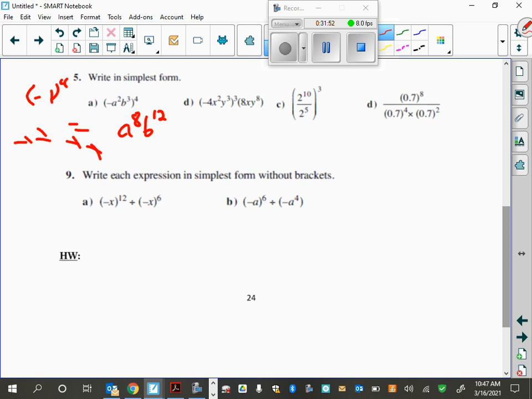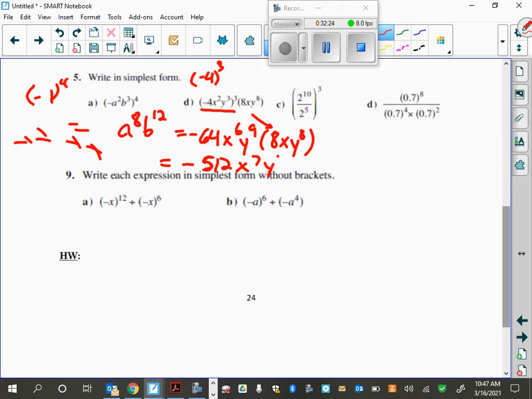Don't have to. This one, do the red part first. So this is -4 cubed, which is -64, x to the 6th, y to the 9th, times 8xy to the 8th. Relax, you don't have to do anything with that. Just bring it down, and now multiply. You get -480 plus 32, is it -512? x to the 7th, y to the 17th.